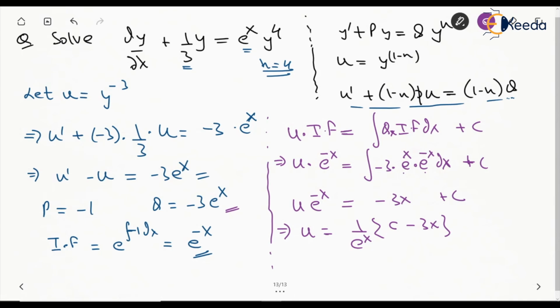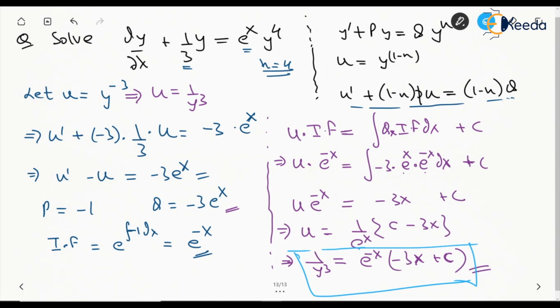From here we can see that u is equal to 1 by y cube. So we'll write 1 by y cube is equal to, if you want, you can write e to the power of x into minus 3x plus c. Probably the solution may be written in this standard form. So this is the solution for this case, right? And this is how we have to do it. We had to reduce the equation into the standard form.